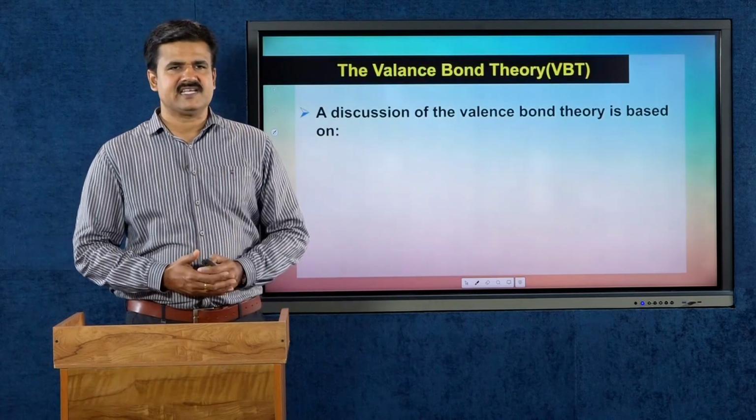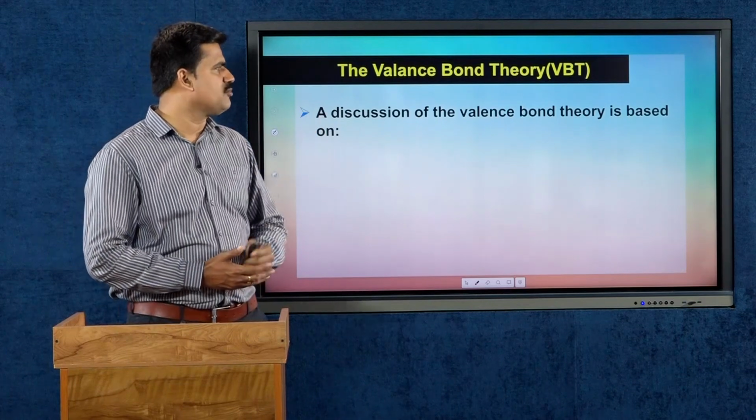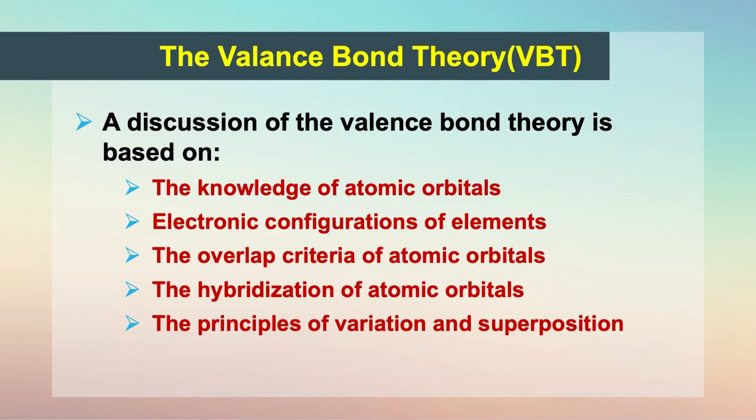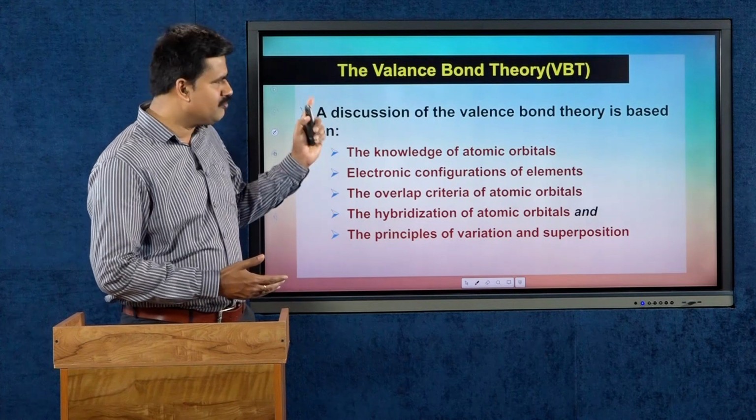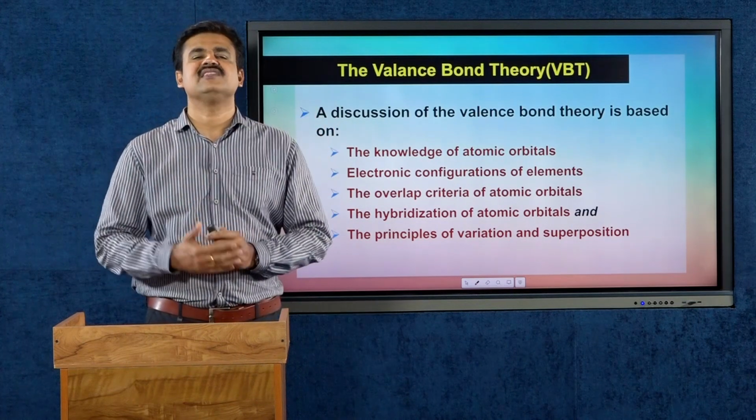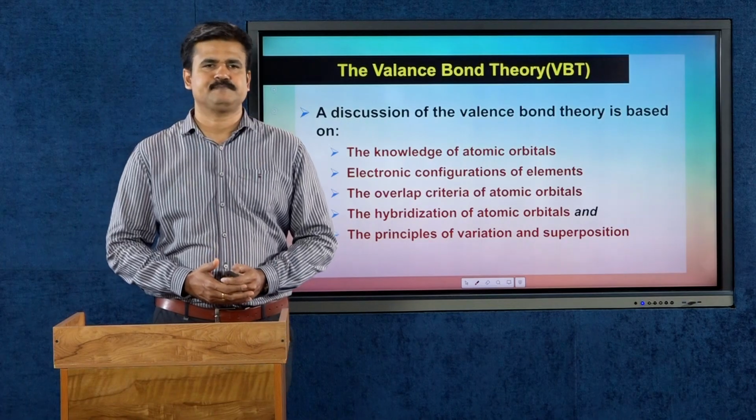The discussion of the valence bond theory is based on the knowledge of atomic orbitals, electronic configuration of elements, the overlap criteria of atomic orbitals, the hybridization of atomic orbitals, and the principle of variation and superposition. It should be noted that these are the important basis of the valence bond theory, VBT.